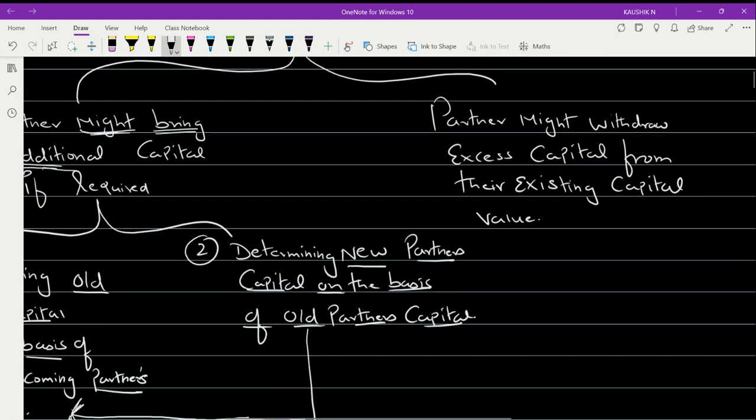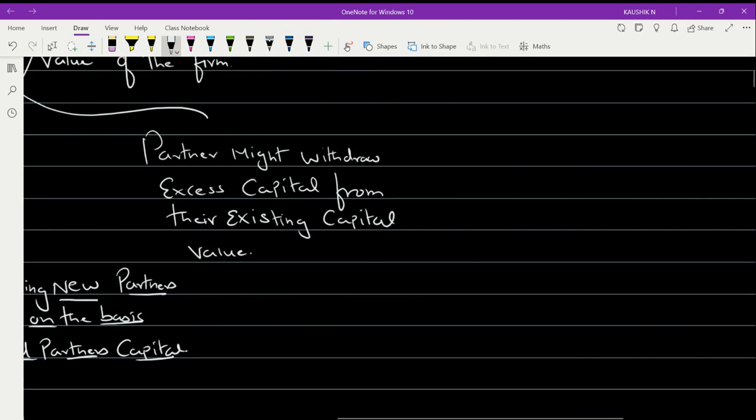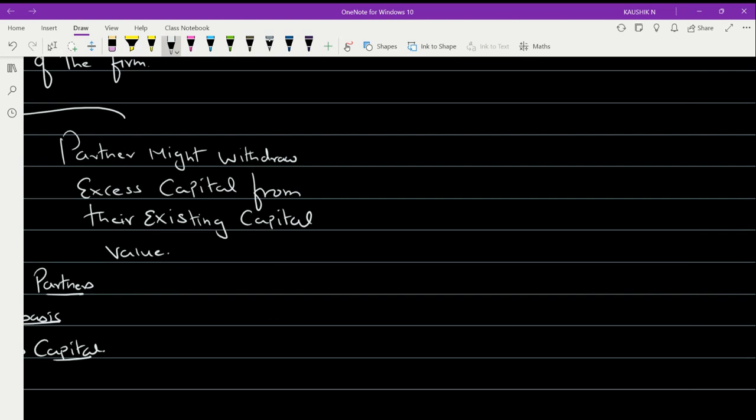Okay, now we have another segment where partners might withdraw the excess amount from their capital value. Once you have found that your capital value is more than what is required, what will you do? You will withdraw the excess value, whatever excess there is. The excess capital from their existing capital value will be withdrawn. So the partner will withdraw the excess capital from their existing capital value.